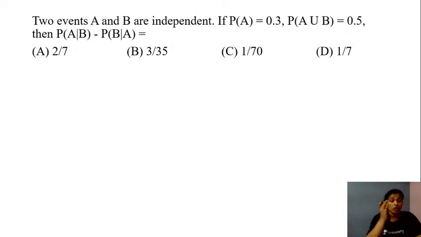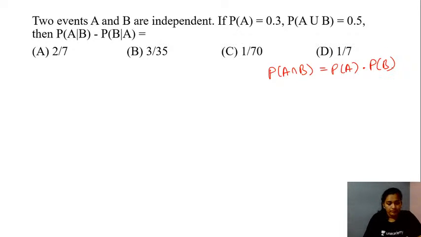Here we are using the concept of the two events being independent. So please do have a close look at the question. Two events A and B are independent. So when I say two events A and B are independent, what is the relation that we just studied? The probability of your event A and B is equal to the probability of your event A into the probability of your event B. Right?